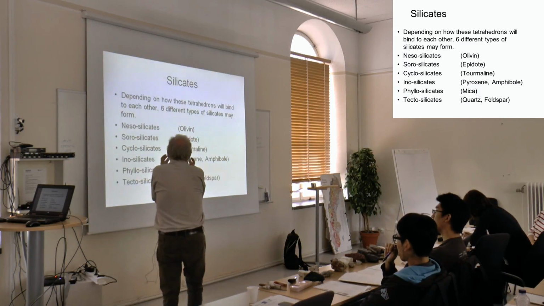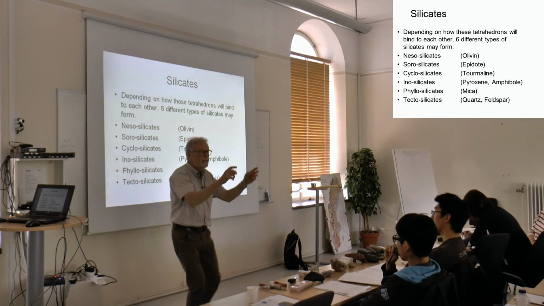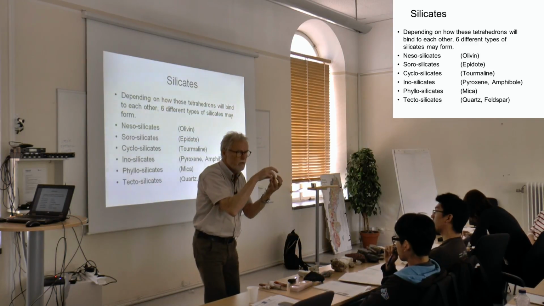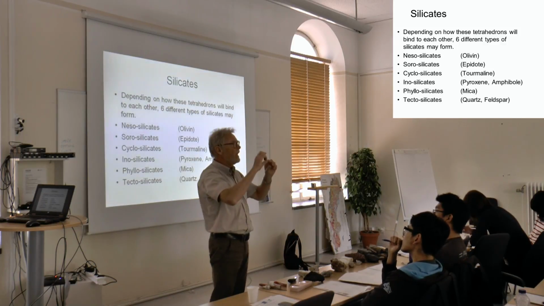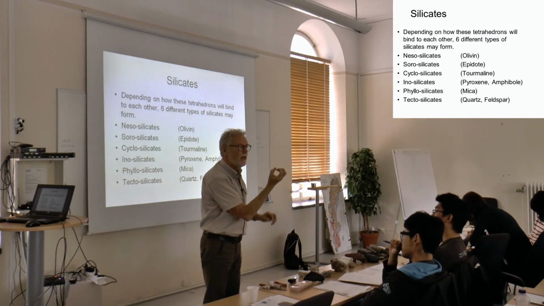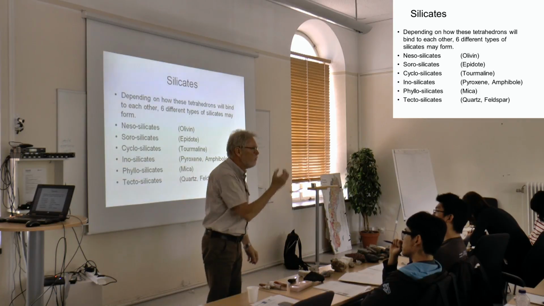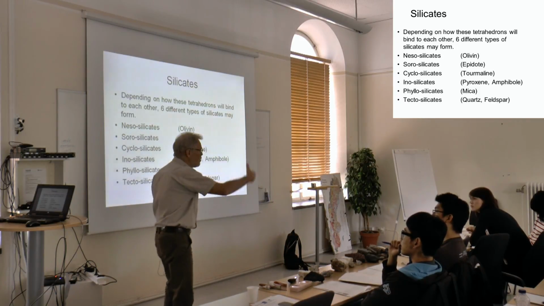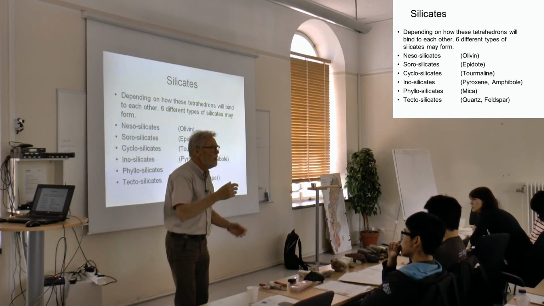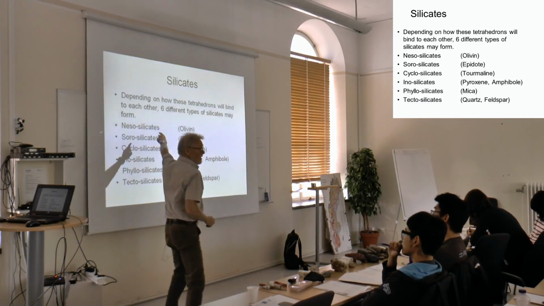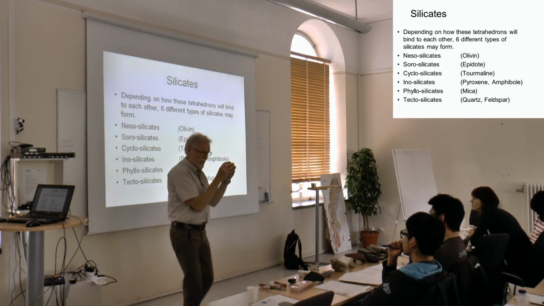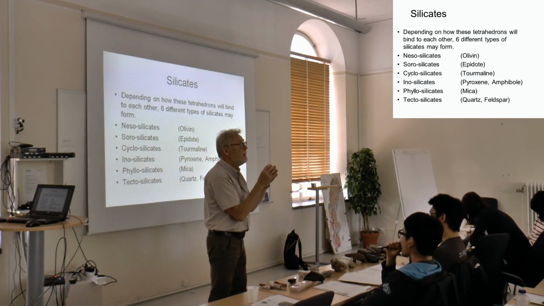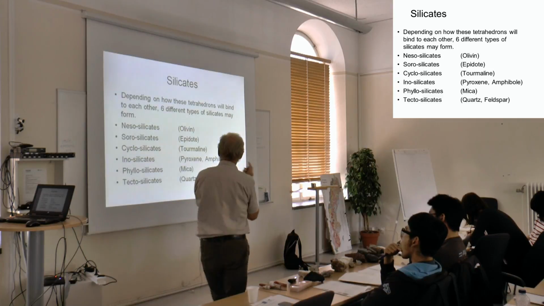So it is only separated tetrahedrons combined together with another tetrahedron with another cation. For instance, potassium or sodium or magnesium. But the silicate tetrahedron is separated from each other by other cations, by other metal cations. So that is very important.